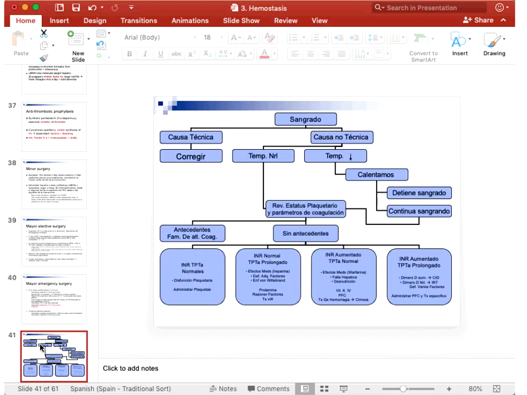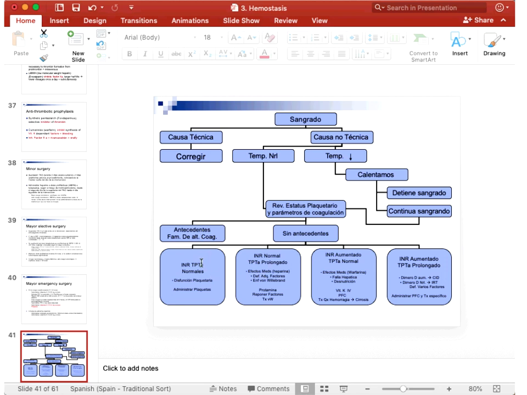Now, if you have a bleeding in surgery, you need to assess these things. If it's a technical thing or non-technical. If you see a vessel that is bleeding, you need to suture that vessel up. If there's no apparent technical cause, and your patient is trembling and very cold, you need to warm your patient and the bleeding will stop. If the bleeding continues, you need to assess his platelet states and his clotting times and check his background.